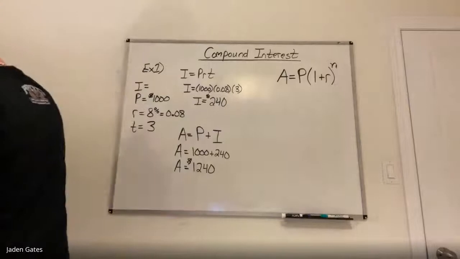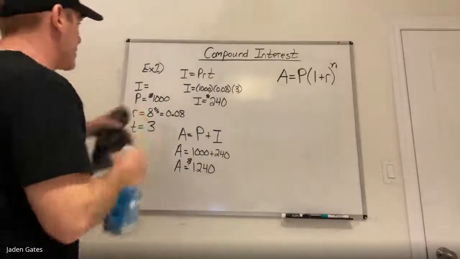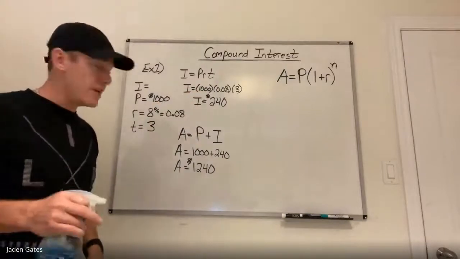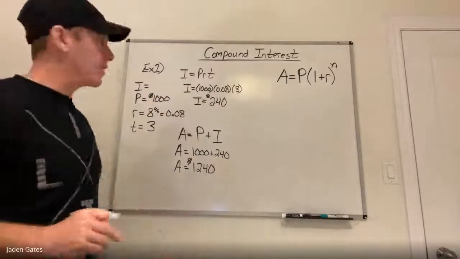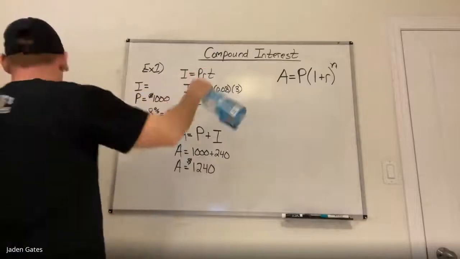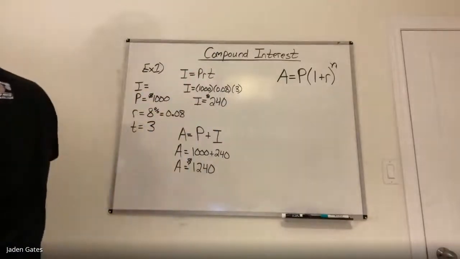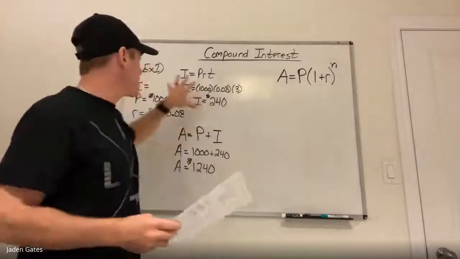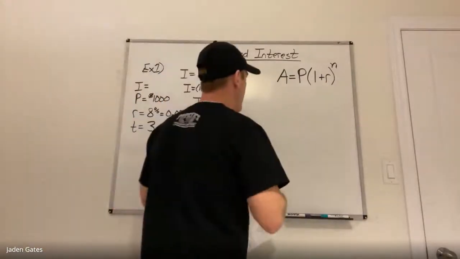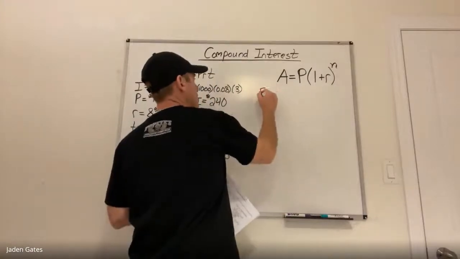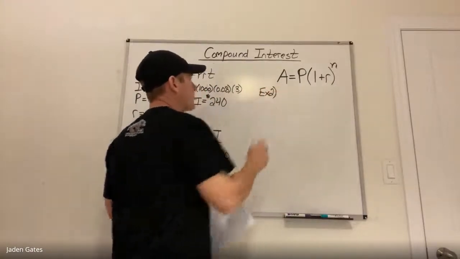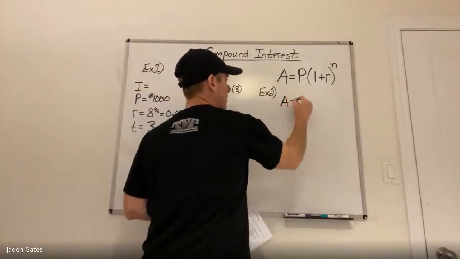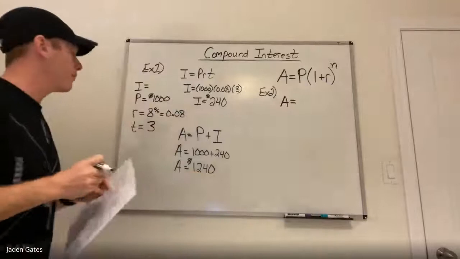And so now I'm going to look at the same situation of investing $1,000 at 8% over 3 years using compound interest. All right, so I'm going to leave that up there. So this is example 2, compound interest. Same problem, only, again, I'm going to use compound interest. All right, so again, we're finding the final amount. This formula gives the final amount.